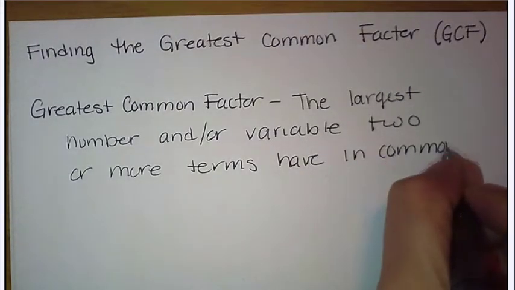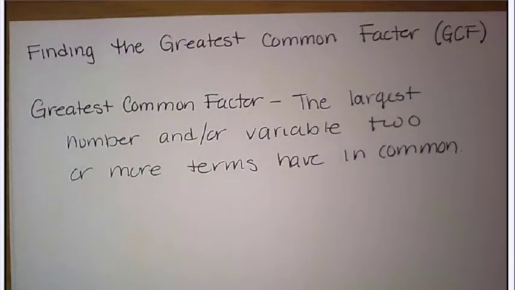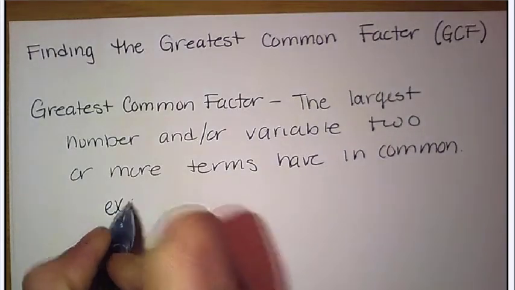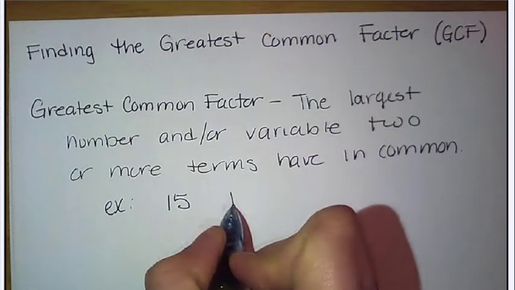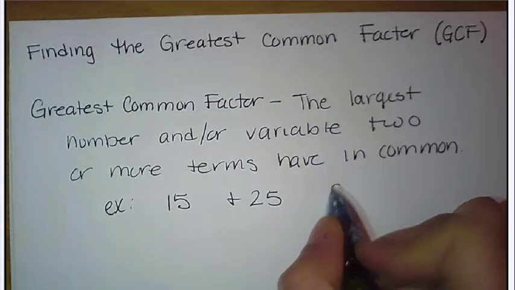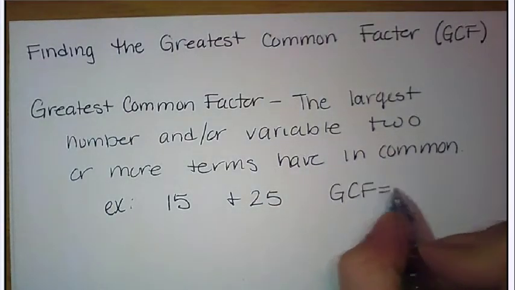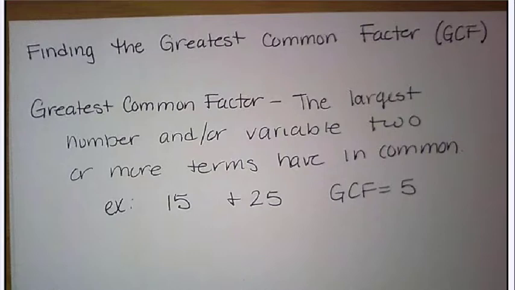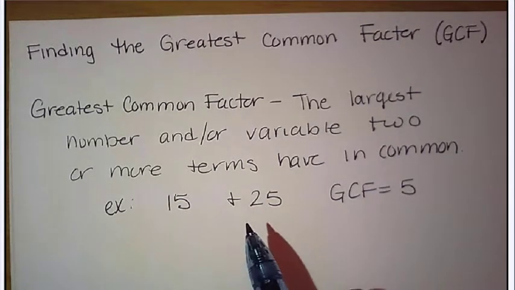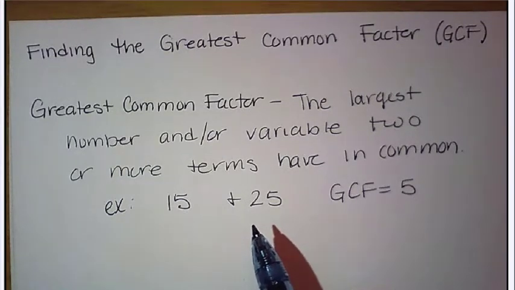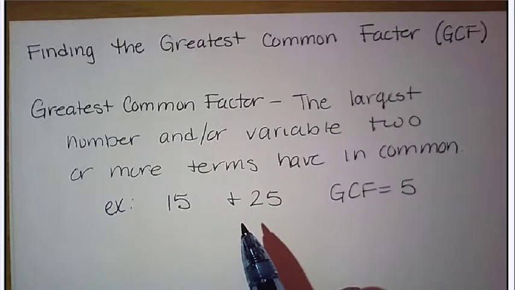And there are times when we can look at two numbers very easily and determine what their GCF is. For example, if I look at 15 and 25, it's very easy to see that my GCF here would be 5. That's the largest number that both 15 and 25 have in common. But sometimes it's a little bit harder, and what we're going to learn in this section is how to find that GCF no matter what numbers we're looking at or what variables are involved. So we're going to see our first example here in just a second.